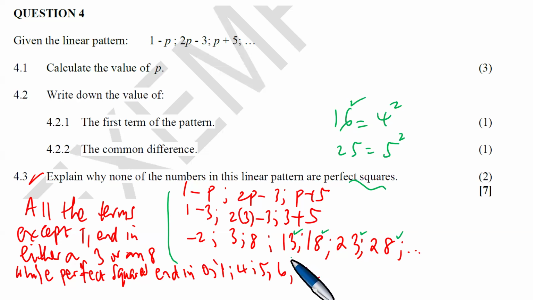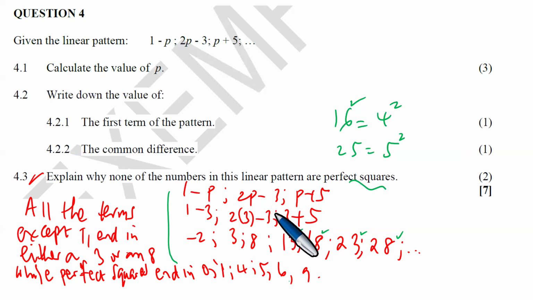But since this one ends in 3, 8, 3, 8, etc., you can see the pattern is very clear that this is a pattern of non-perfect squares. So we have to explain why none of the numbers in this pattern are perfect squares. To always explain patterns, you need to write a bit more terms in the exam to make sure that you can see the pattern and be able to make your conclusion and deductions.